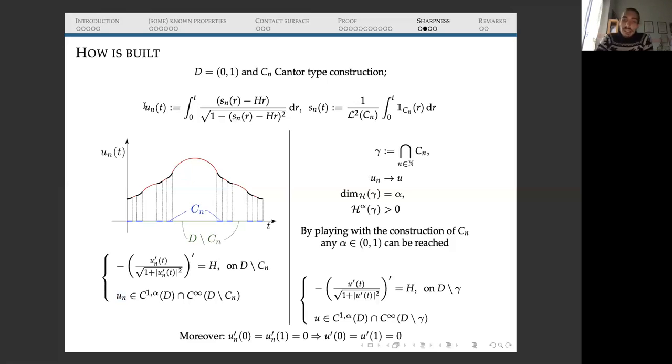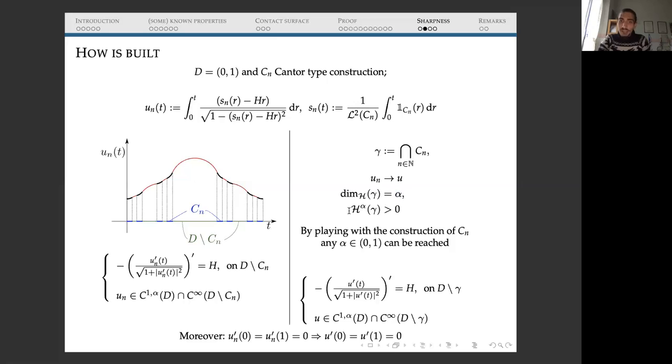Now, two things need to be observed. The first is that the Hausdorff dimension of the gamma obtained in this way can be made alpha by just playing with the Cantor construction. So if instead of removing 1/3 from the middle interval, you remove, let's say, 1 minus tau, with tau between 0 and 1, if you change tau, if you change the size of the central interval you are removing, you change the Hausdorff dimension of the limiting set. So you can get all the alpha between 0 and 1.